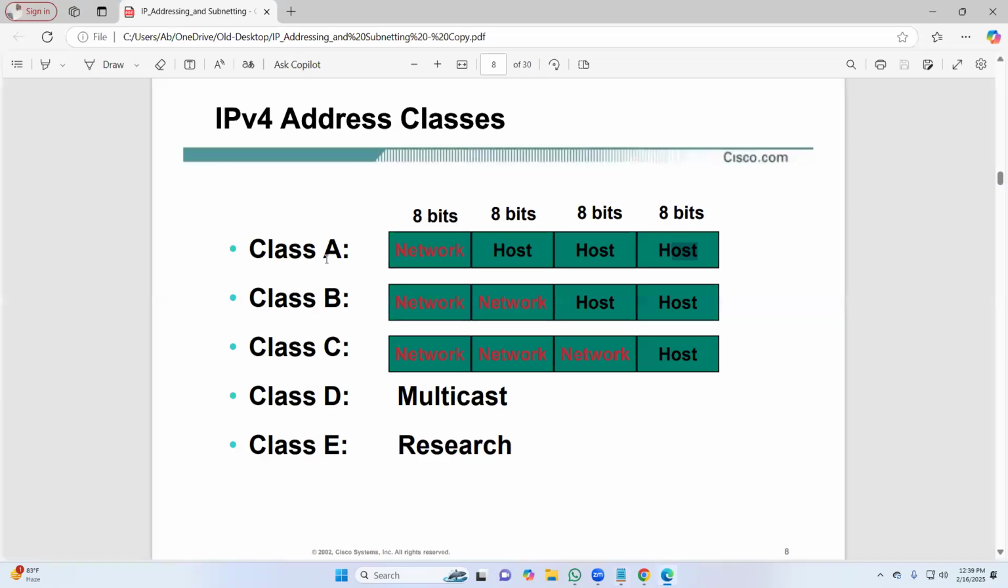And A class, B class, C class. In C class, all the network portions are fixed. Red color means fixed, and host means you can assign. Okay, class D and class E, this is the multicast and research. This is not for commercial purposes. You can't use these things.